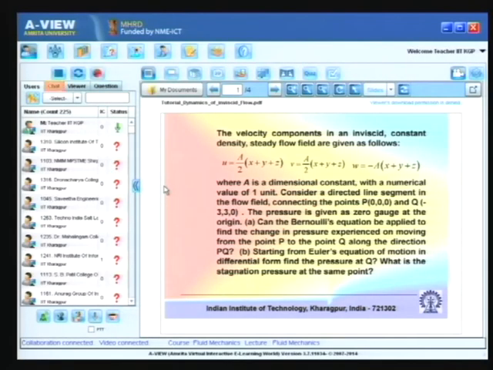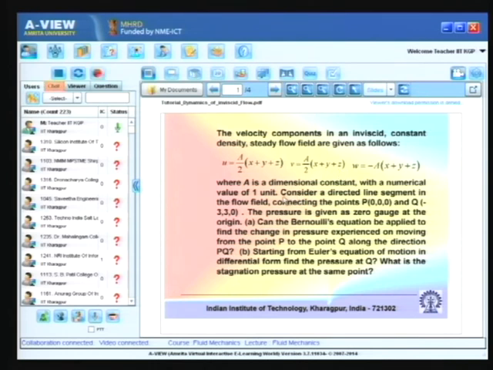So, good evening everyone. The first question today pertains to the applicability of the Bernoulli's equation for this given flow field. It is given that the velocity components in an Inviscid constant density steady flow field are as follows. The u velocity is a by 2 times x plus y plus z. The v velocity is a by 2 times x plus y plus z, and the w component of the velocity is minus a times x plus y plus z.